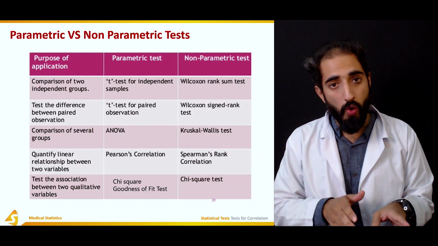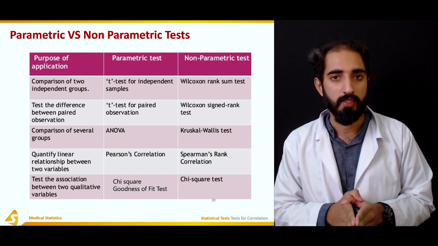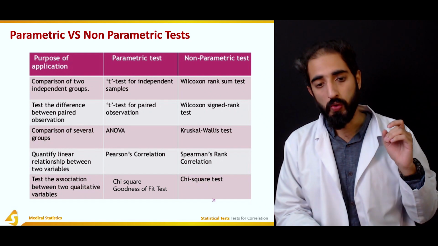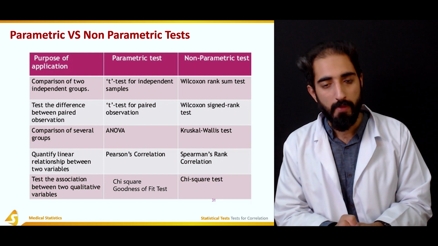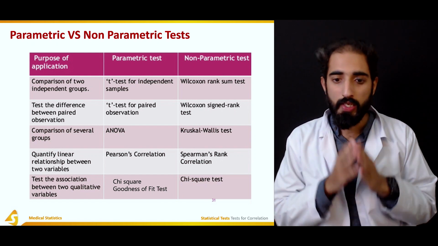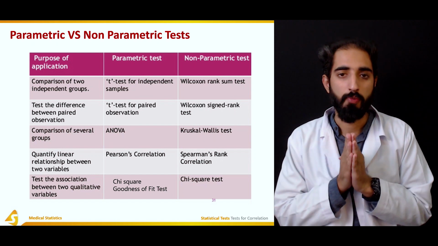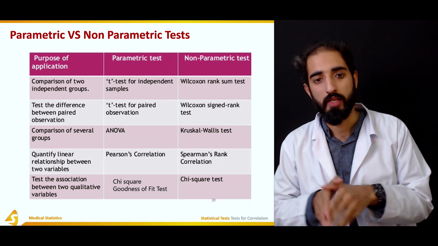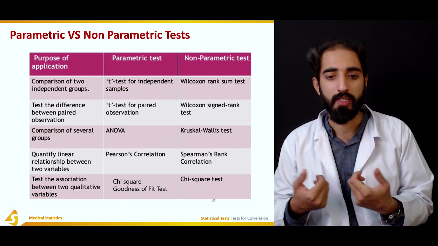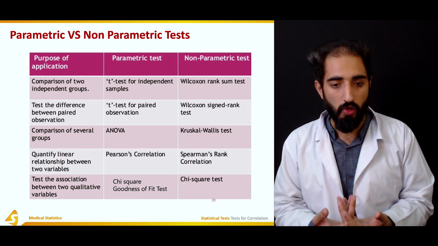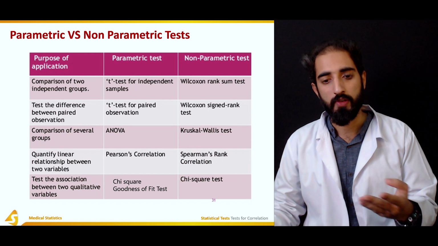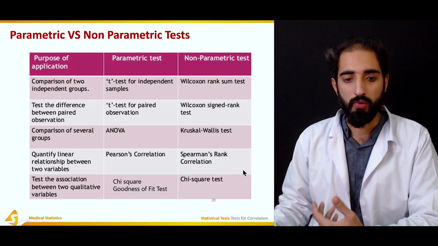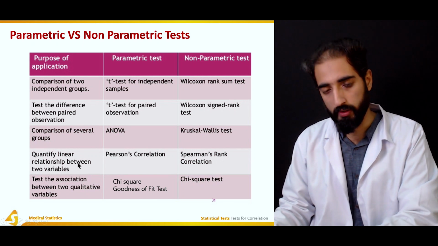So visiting once again the parametric versus non-parametric test table, as we were doing in all of the sections of this lecture, we are talking about the correlation here. Once again, we have two tests for correlation. One is the parametric test when we have normally distributed data, and one is the non-parametric test, which is when we do not have normally distributed data or when the assumptions of the Pearson correlation are not met. So for normally distributed data, we have Pearson's correlation, and for the non-parametric test, we have Spearman's rank correlation to quantify linear relationships between two variables.